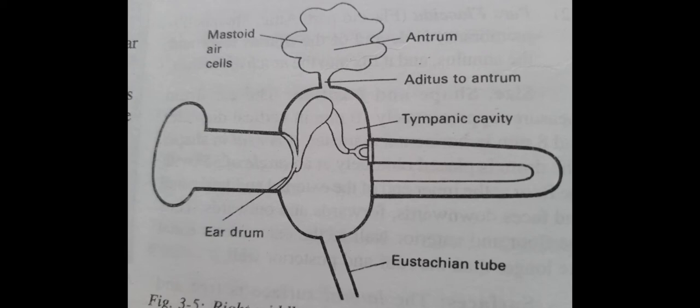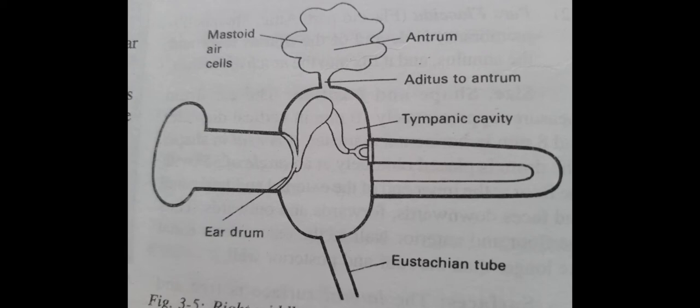In infants, this tube is shorter, wider, and more horizontal, and it opens at a lower level than that of adults. So this is all about the eustachian tube. Now the tympanic cavity, or the middle ear, or middle ear cleft. This is the middle ear cavity.